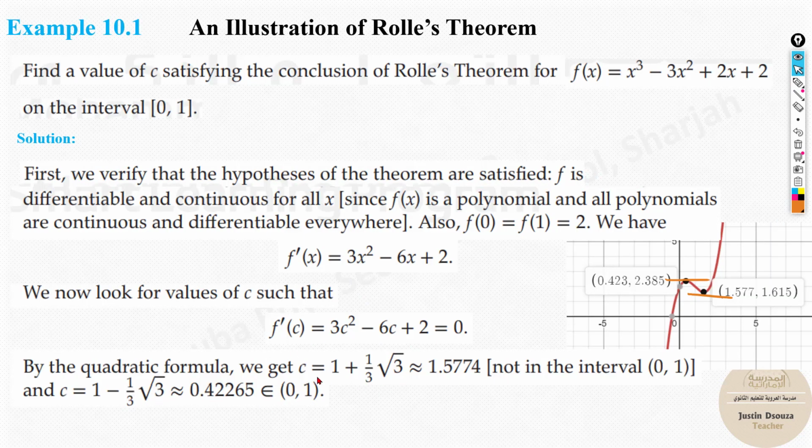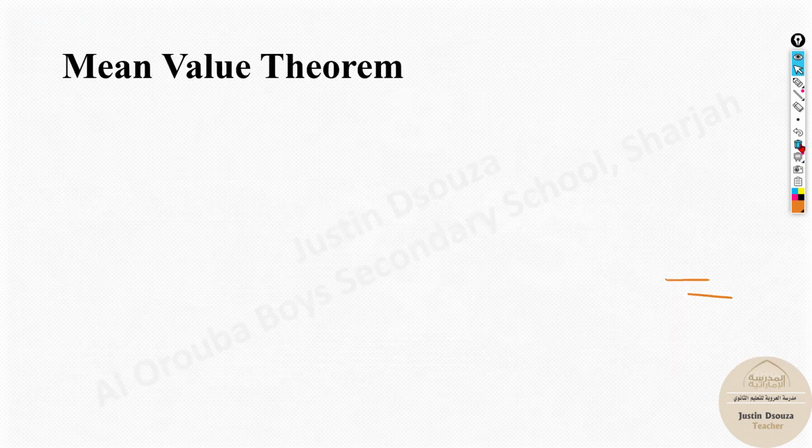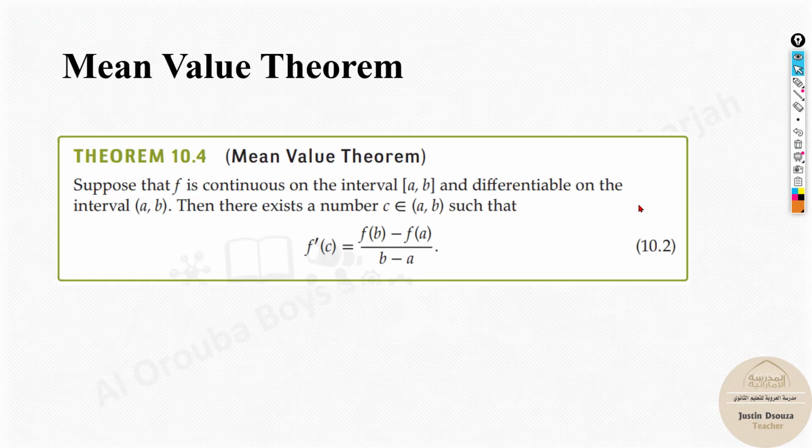Just choose whichever is within the interval. This was the value, right? So 0.422, it'll be 226. So it's 0.423. Okay, that is the correct answer. I hope this is clear. This is about Rolle's theorem, how we can find it, and you can easily compare the answer as well. Now here about the mean value theorem.